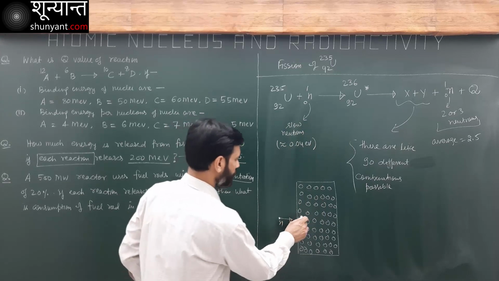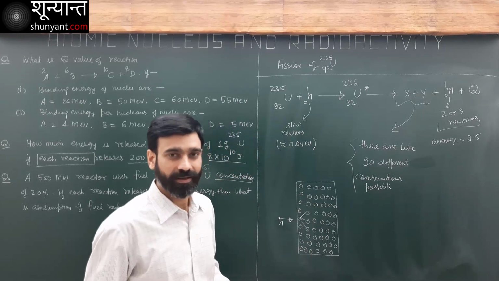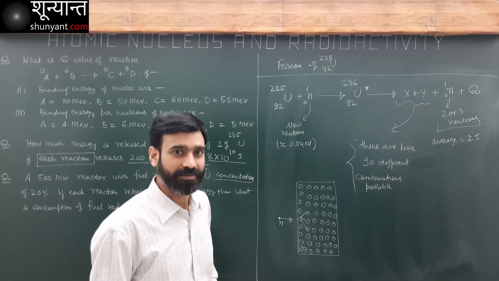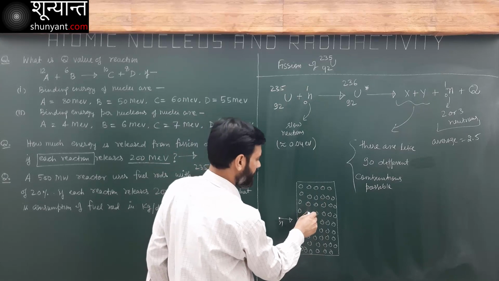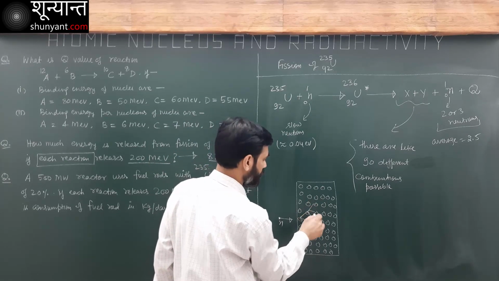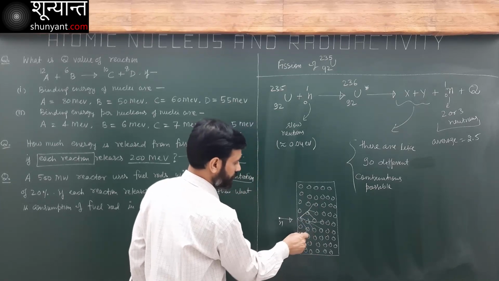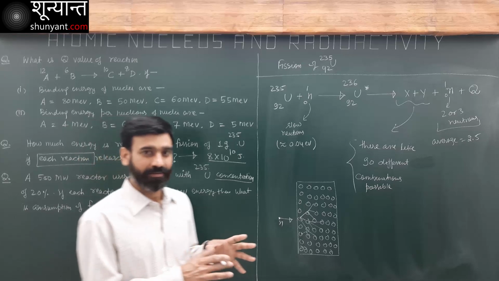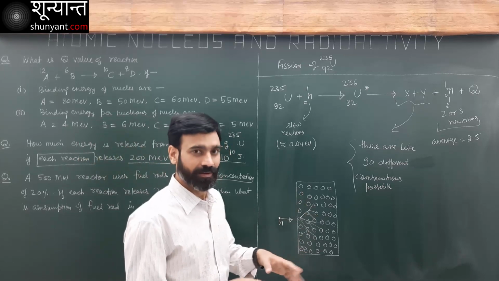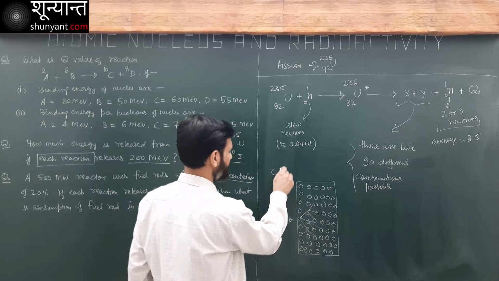Now those 3 neutrons hit other 3 uranium nuclei. So again this process continues. Now those 3 will emit 3 more like this. So this is going to hit 3 more. So it is kind of a chain reaction. This type of reaction, where one reaction gives rise to the other reaction, is known as a chain reaction.